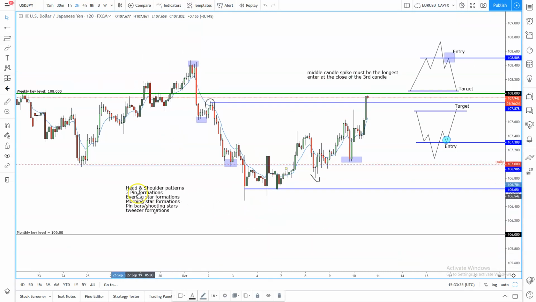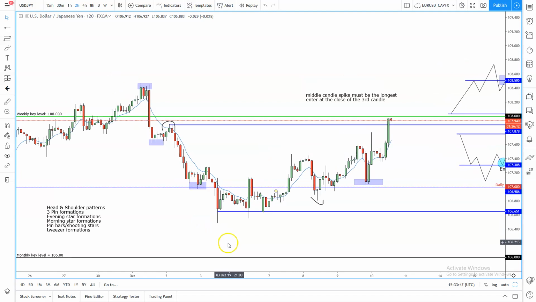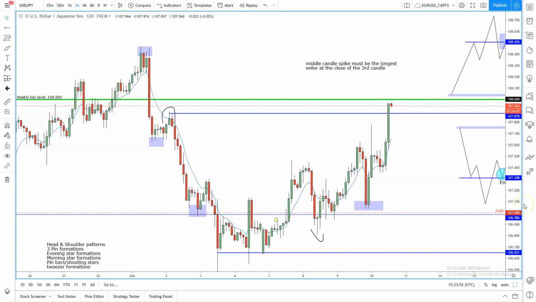Alright, so second on the list is pin bars and shooting stars. Pin bars, also known as hammers, are normally found on support, and shooting stars are normally found on resistance. So we normally buy on pin bar closes, and then we normally sell from shooting stars. Here's a great example of a pin bar.